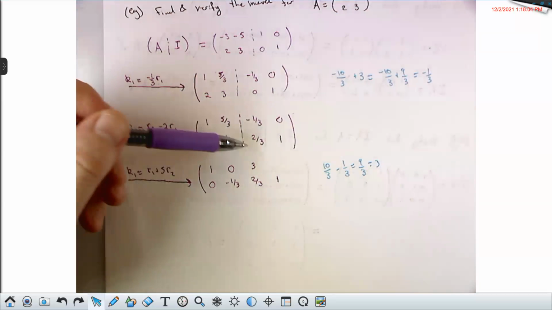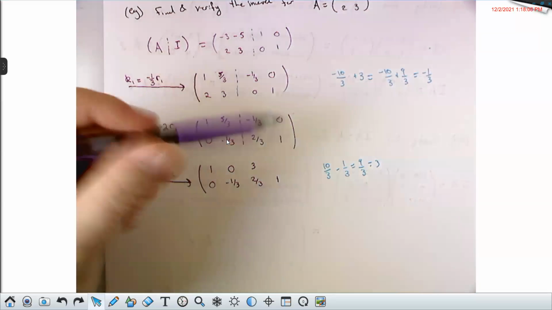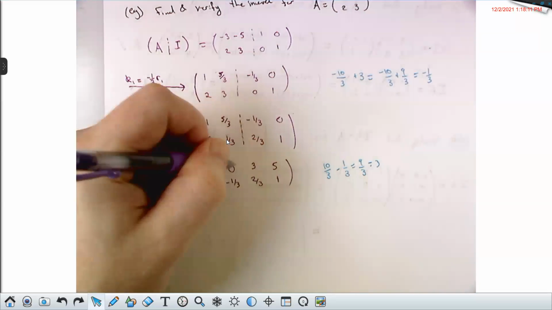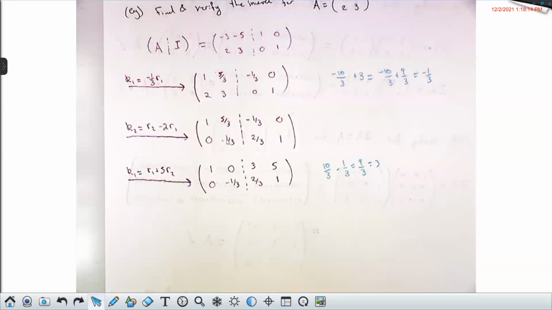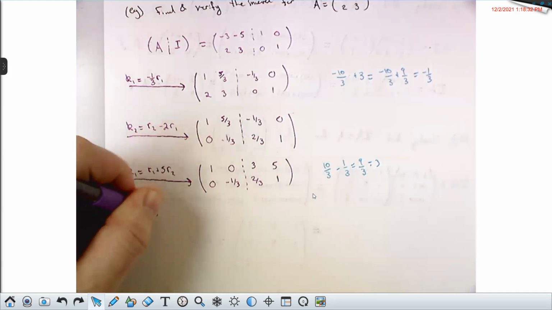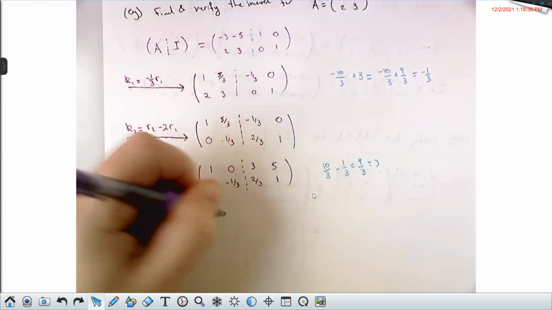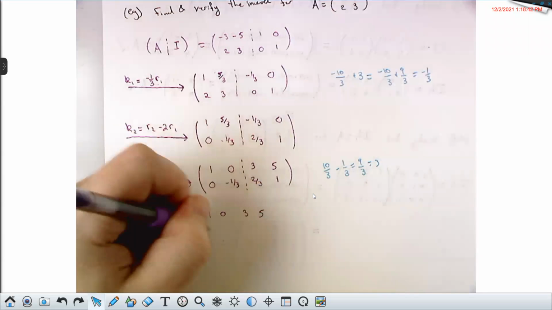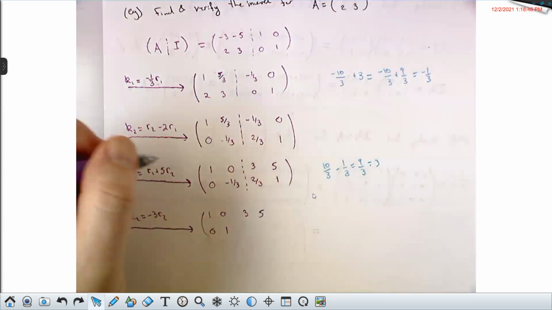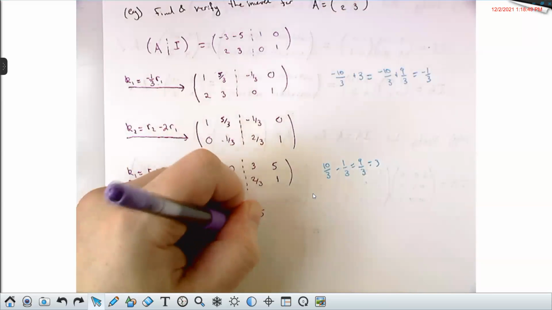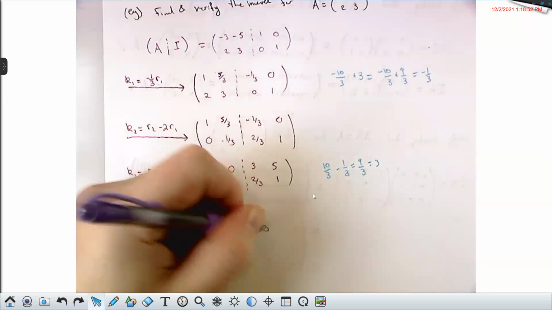And what am I doing? Multiplying by 5 and adding up. So 5 times this plus this is just 5 plus 0 is 5. And now I've got 1, 0, 0, negative 1/3. So I need this to be a positive 1, which means I'm going to multiply through row 2 by negative 3. So my new row 2 is going to be negative 3 times my old row 2. Row 1 doesn't change. 1, 0, 3, 5. This is going to be 0, 1. And then negative 3 times 2/3 is negative 2. Negative 3 times 1 is negative 3.